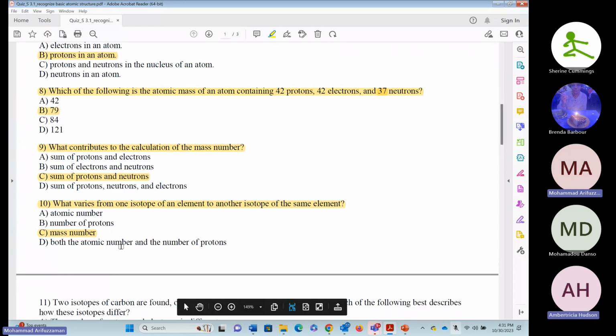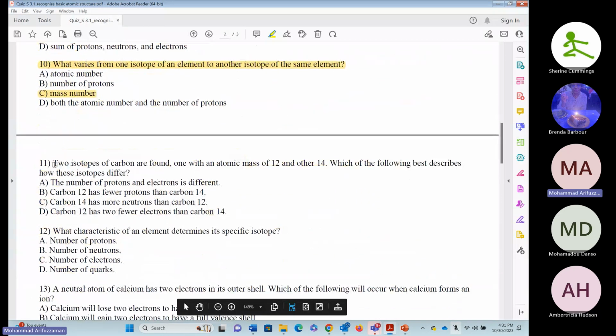The two isotopes of carbon are found, one with an atomic mass of 12 and the other 14. Which of the following best describes them? There are two isotopes, one is 12 and the other 14.